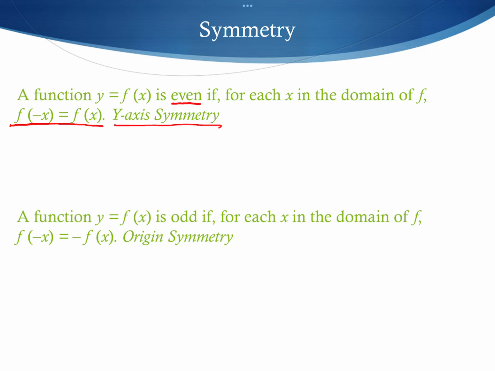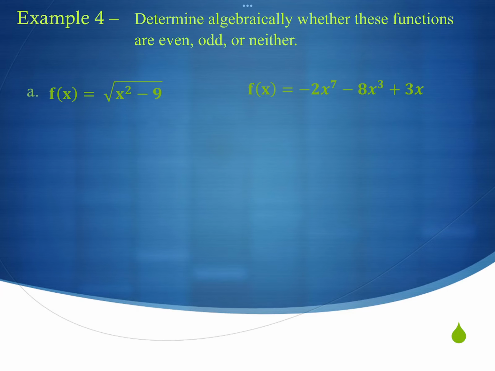A function is odd if this equation is true: f of negative x equals negative f of x, and that means it has origin symmetry. If it's not even and it's not odd, then we would say it's neither. So it just depends on what we're looking at. So we're going to determine if these are even, odd, or neither.